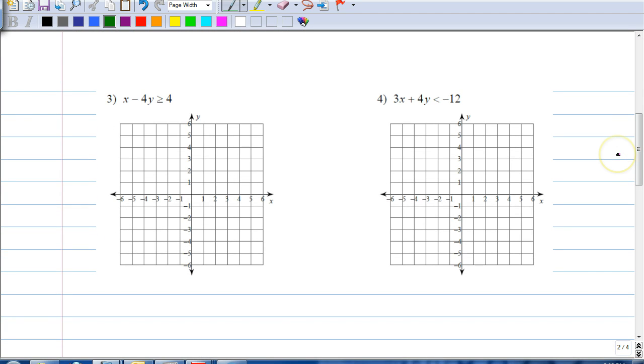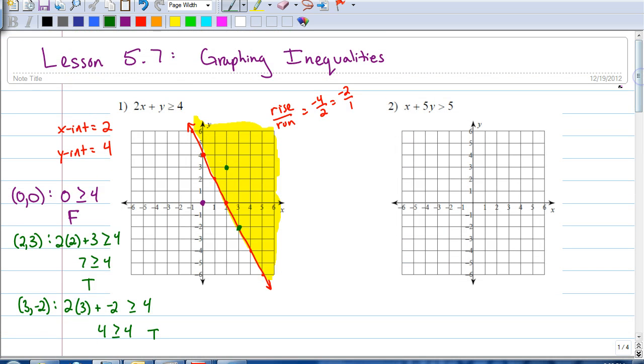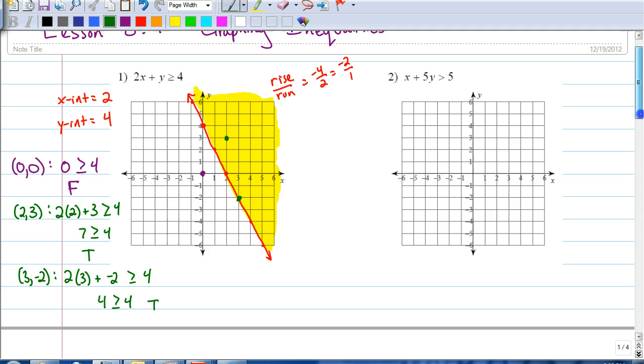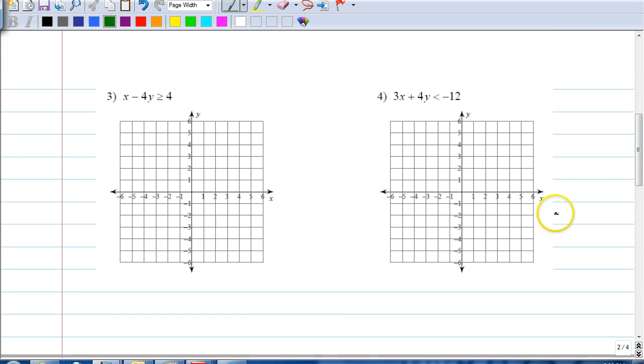Let's try number 3 here. Because you might look at this one and say, well, wait a minute, it was greater than and was shaded above the line. But I can't emphasize this enough. You can't use that trick when we have something in standard form. Because let's look at number 3.